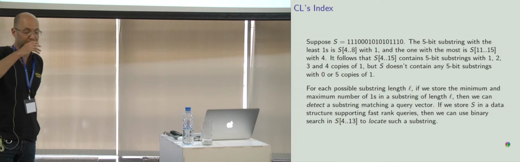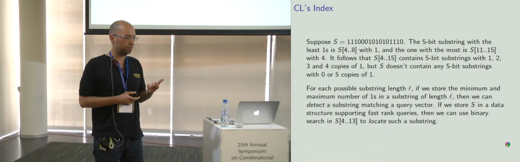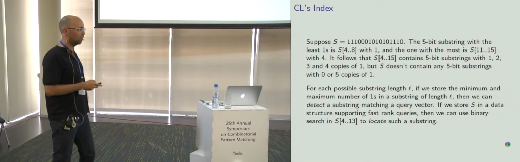Well, let's suppose you have the binary string. So the intuition is, suppose I already know in advance, I only care about 5-bit substrings. Sorry, when I'm nervous, I tend to walk around. I'll try to stay in one place.